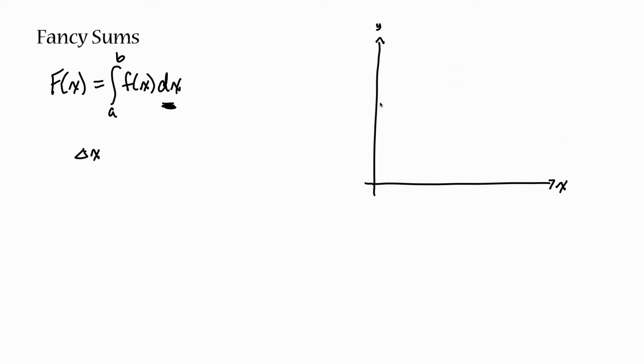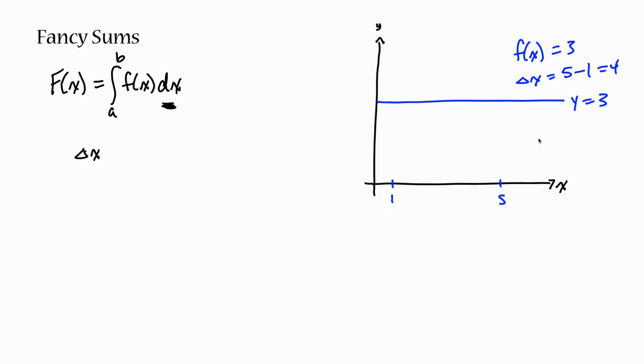The simplest kind of area under a curve would be a horizontal line. Y is equal to 3, say. And if I want to calculate the area under that curve in between x is equal to 1 and x is equal to 5, then I just say, well, the height of my curve, f of x, is 3 everywhere. And my change in x is 5 minus 1, which is 4. So my area here is 3 times 4, which is 12.